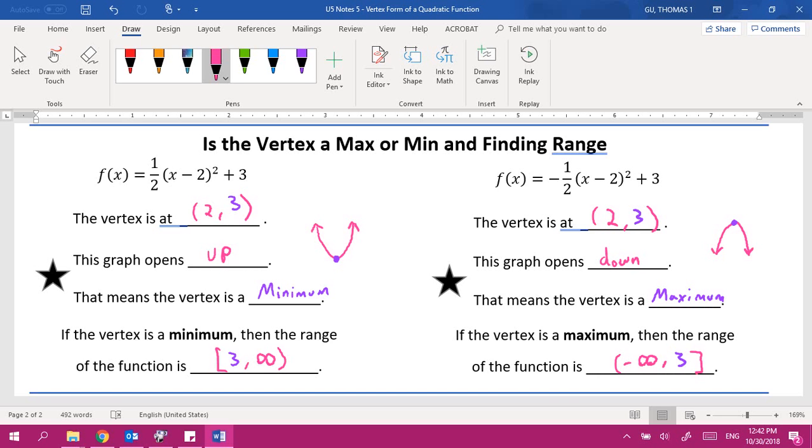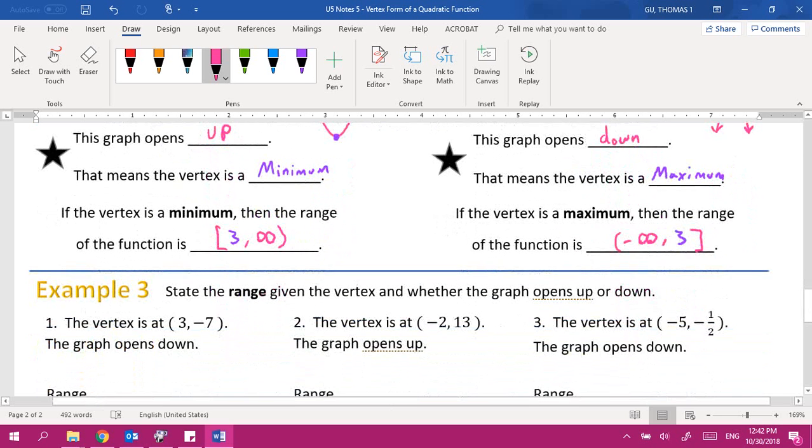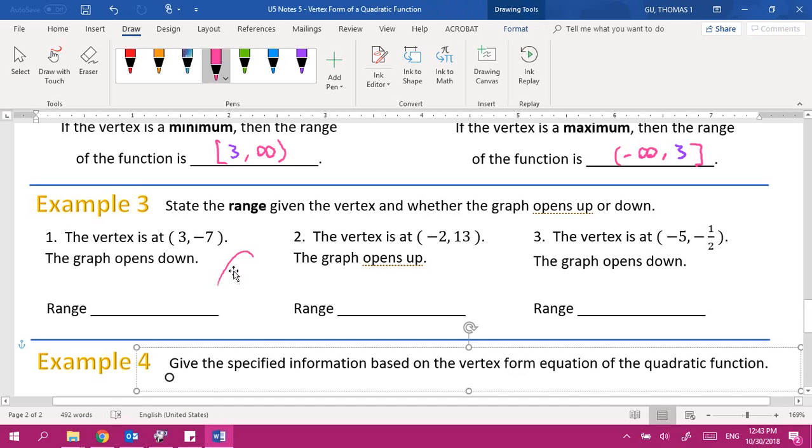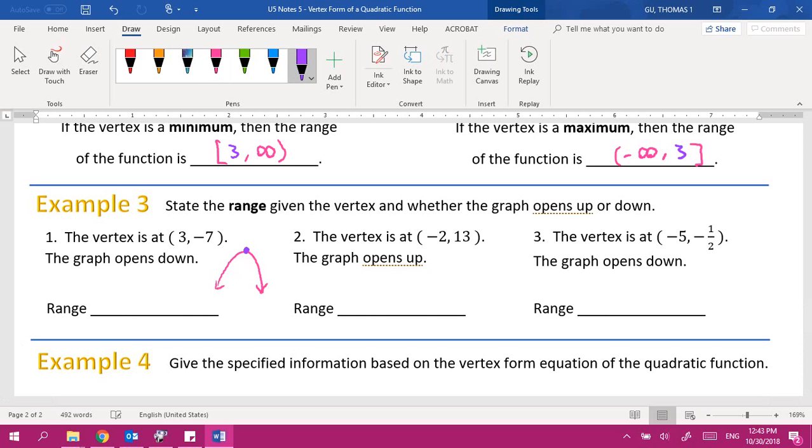So let's do some examples then. On example 3, they want you to state the range given the vertex and whether the graph opens up or down. On number 1, they tell you the vertex is at 3, -7, and the graph opens down. If you can't think of the answer right away, draw yourself a picture. If the graph opens down, it looks like this. The vertex is right here. So what's the range? Negative infinity to -7. Very good.